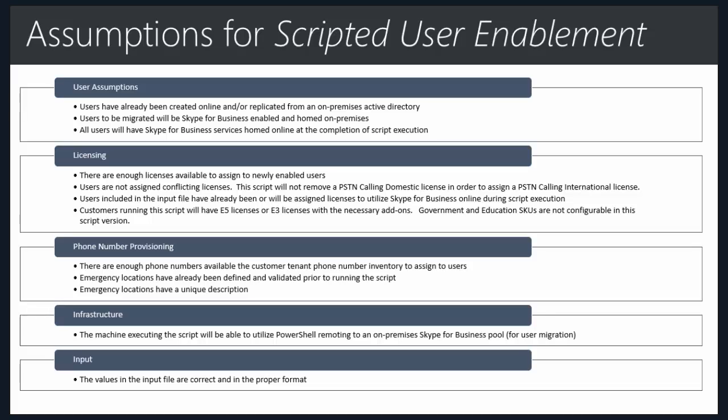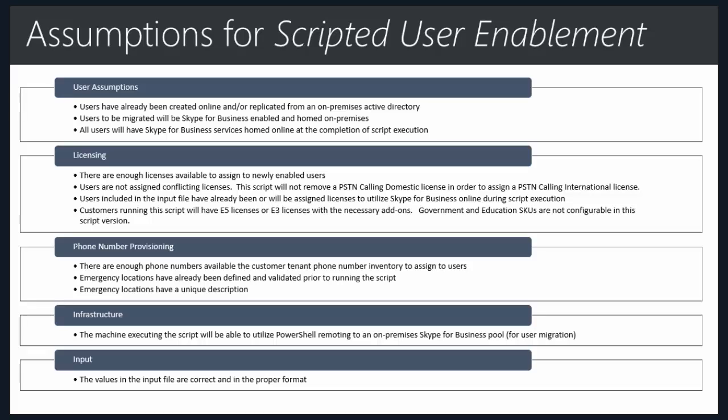The reason why I require that is the easiest way for me to look up and associate the emergency location when enabling new PSTN calling users. If I didn't use that description, I would have to go and ask you for all the information around what the address is, and I decided that'd just be too complex for the input file. So I decided to enforce a requirement within my script that the location description be unique.